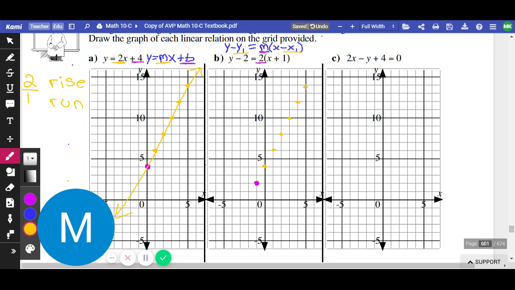And again, just connect the dots. Oh, I missed. If you connect the dots, you get a straight line that represents the equation above.